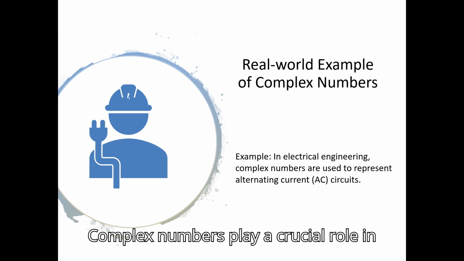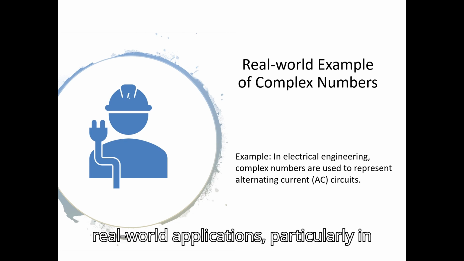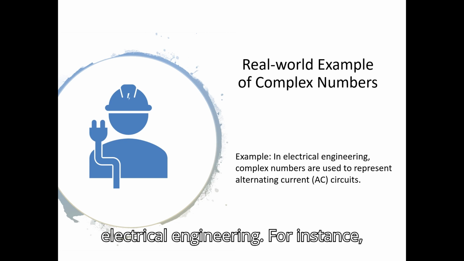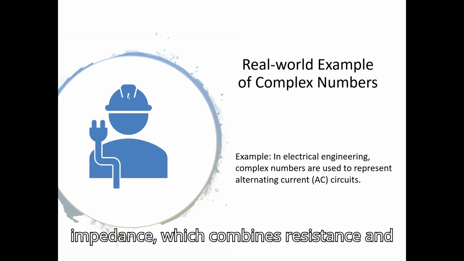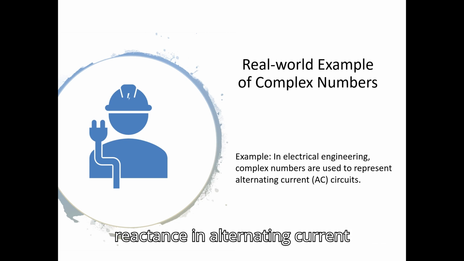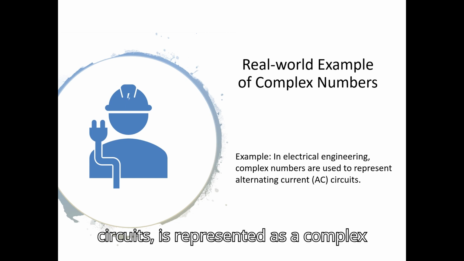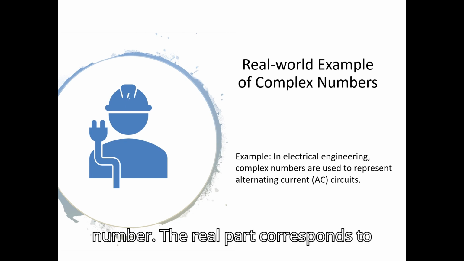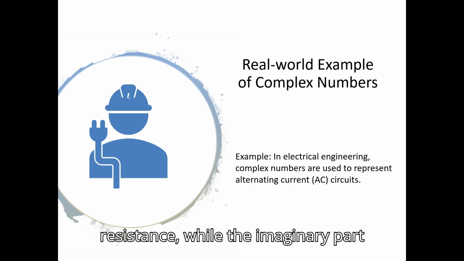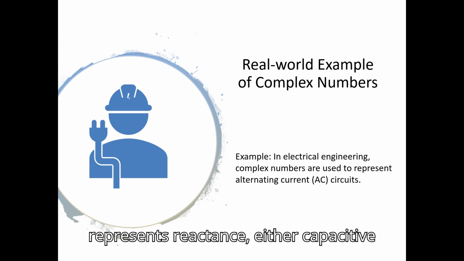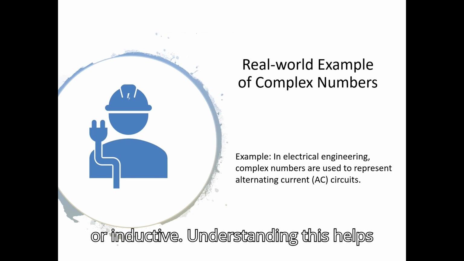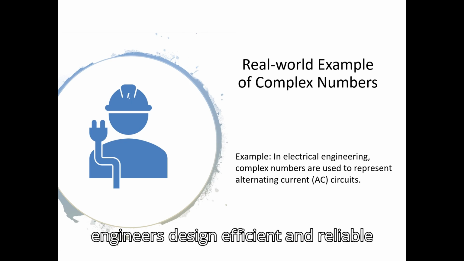Complex numbers play a crucial role in real-world applications, particularly in electrical engineering. For instance, impedance, which combines resistance and reactance in alternating current (AC) circuits, is represented as a complex number. The real part corresponds to resistance, while the imaginary part represents reactance, either capacitive or inductive. Understanding this helps engineers design efficient and reliable circuits.